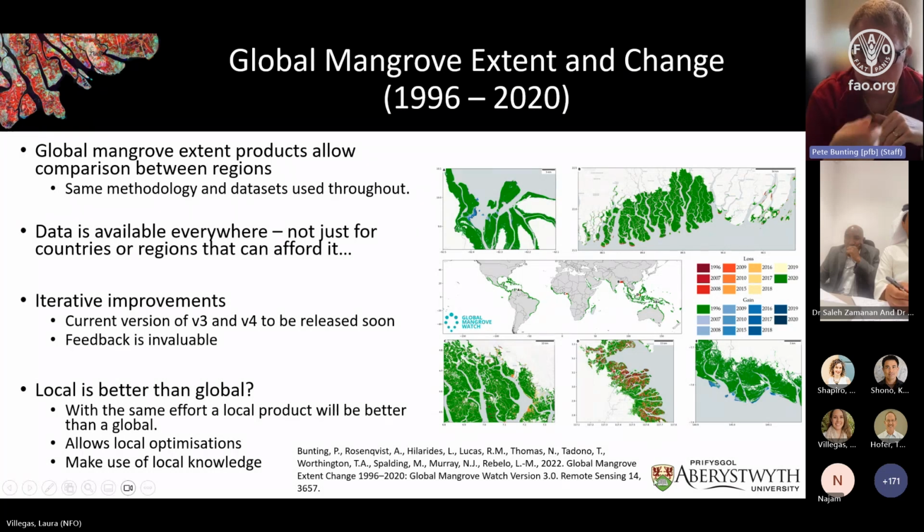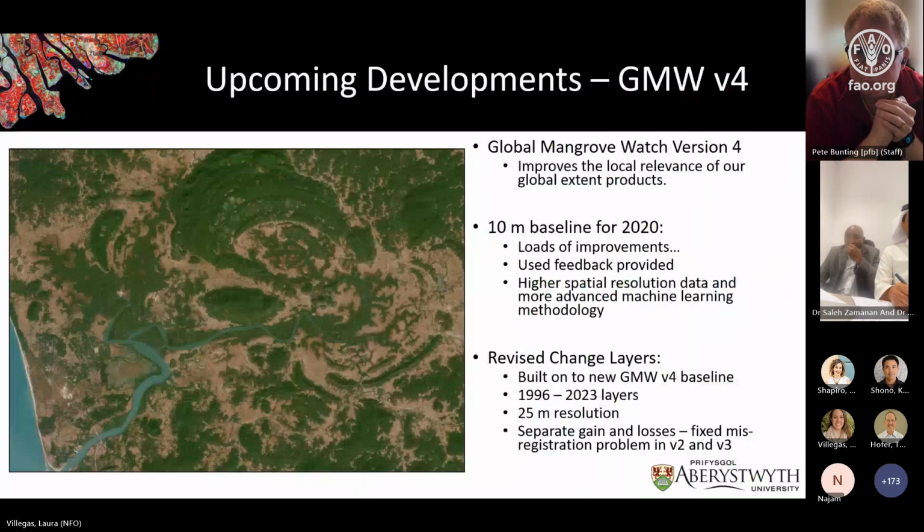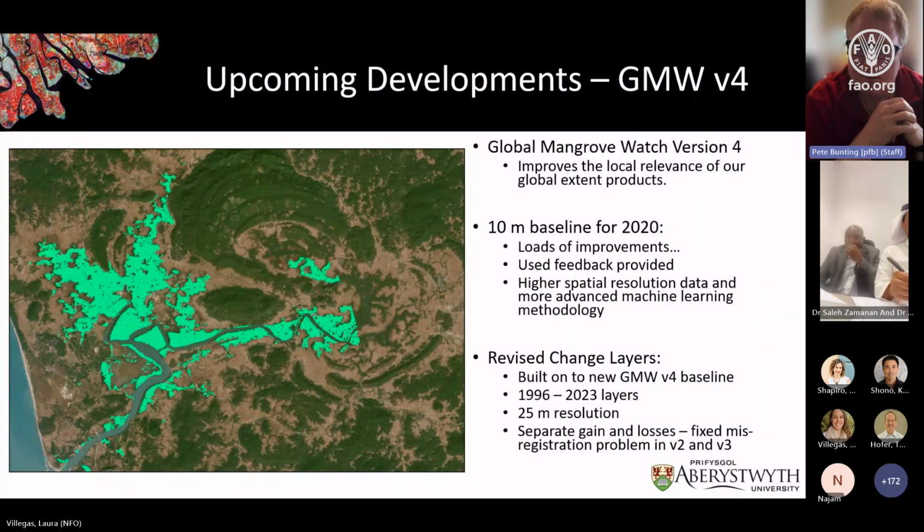So if we just go to the next step in the slides, you can zoom into this figure here. You can see some of the areas and some of the types of change that we're pulling out, so both gains and losses. So if we go to the next slide, and just go to the next step of the slides.